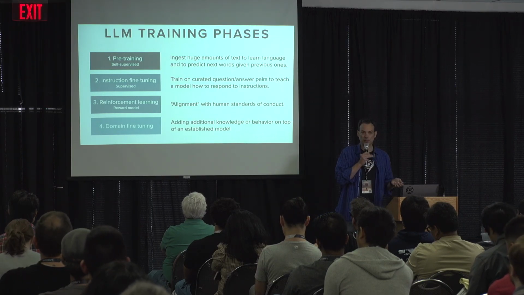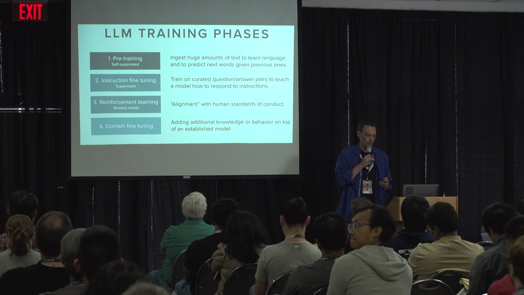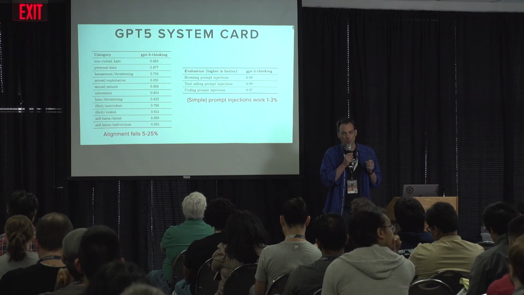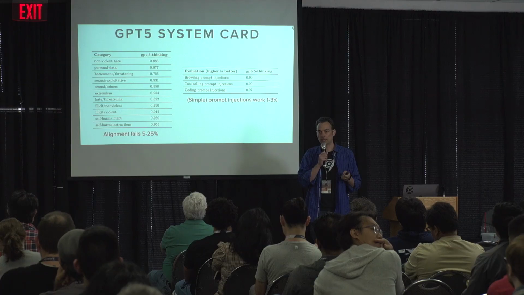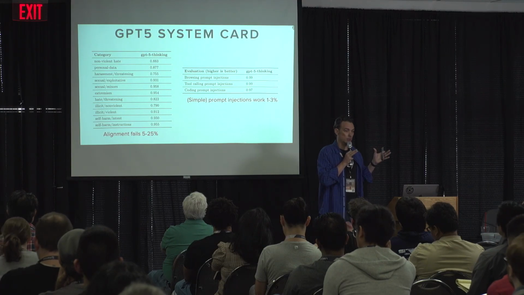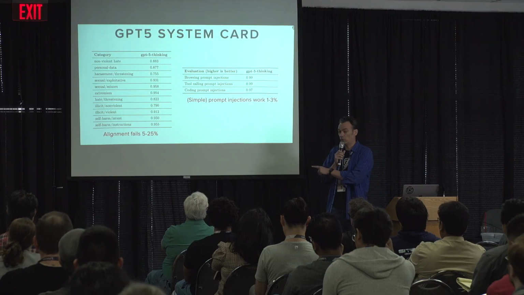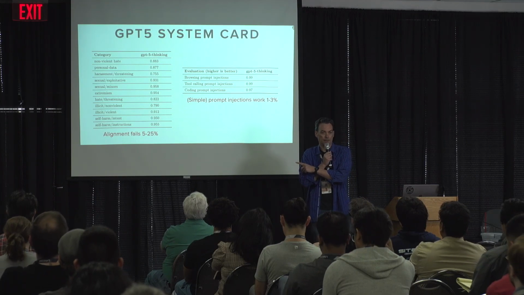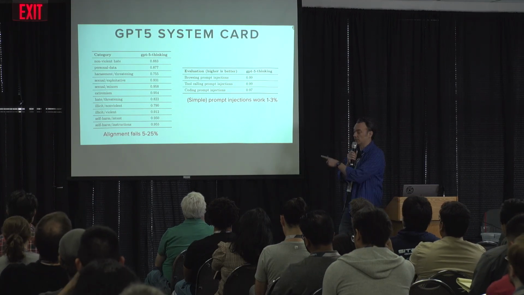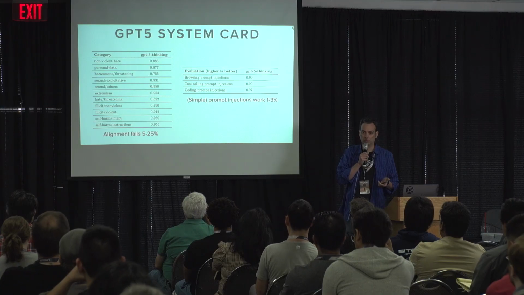And then finally, there's optionally fine-tuning. And we're going to get into fine-tuning in a second. But I'll make the point that if you look at OpenAI's latest model, this is the full one, not the mini or the nano or anything like that, alignment fails between 5 and 25% of the time. Okay? And prompt injections get through 1 to 3% of the time.